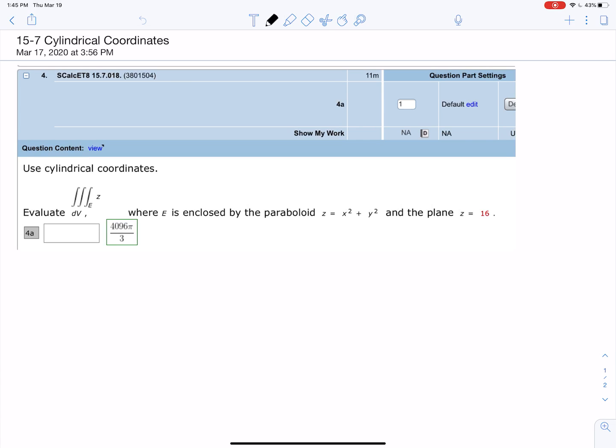All right, in this video we're going to do a couple example problems on cylindrical coordinates. And the first problem, it says evaluate this integral. So it's a triple integral over the solid region E of the function z dV. So the first thing we're going to need to do is to turn this into an iterated integral.